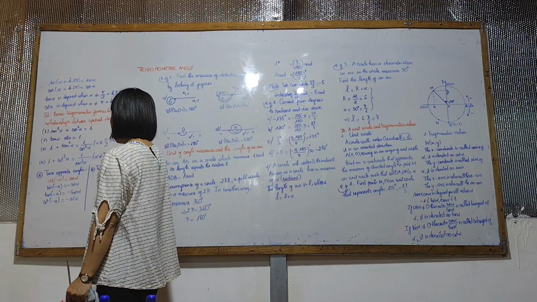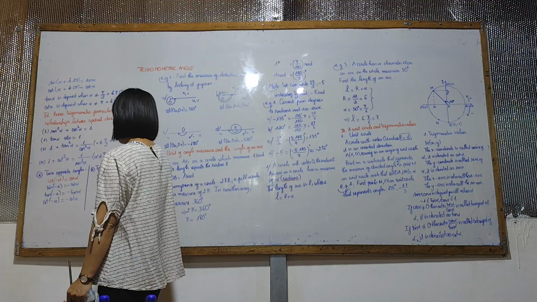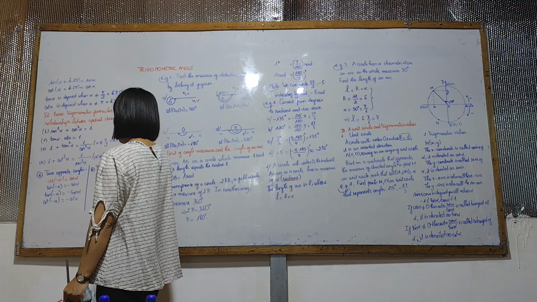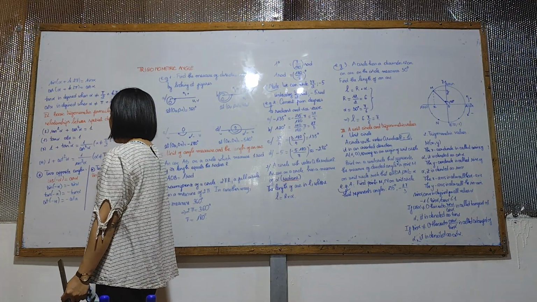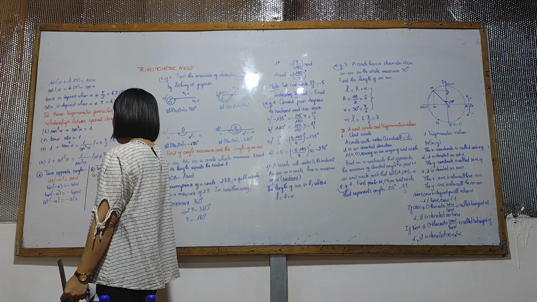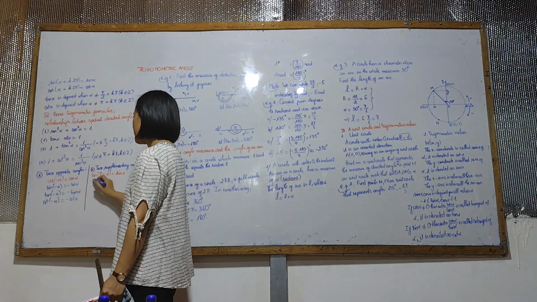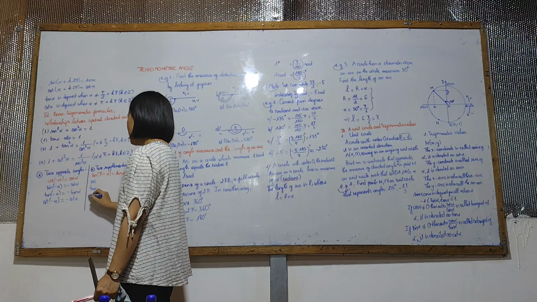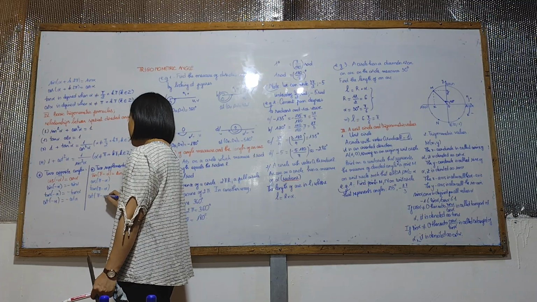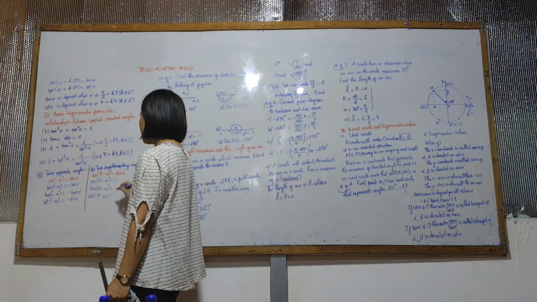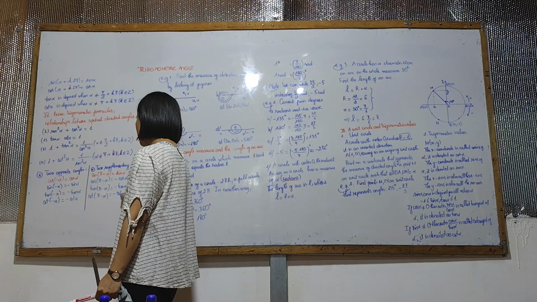Two supplementary angles. We have sine of π minus alpha equals sine alpha. But if it is tangent alpha.